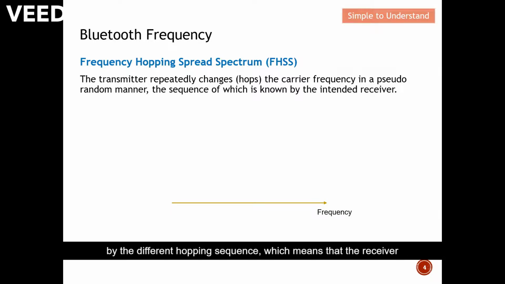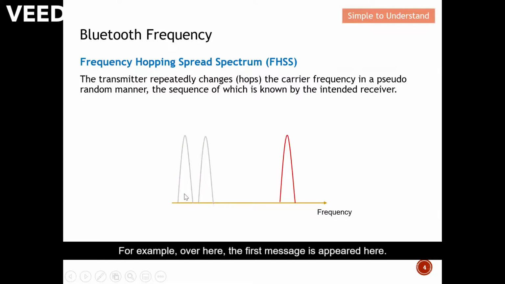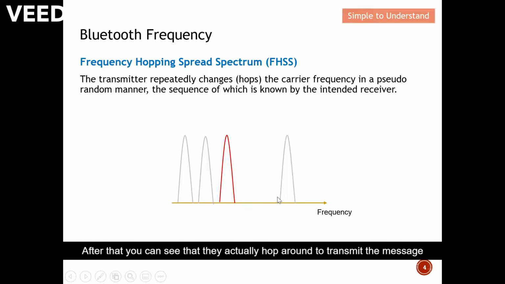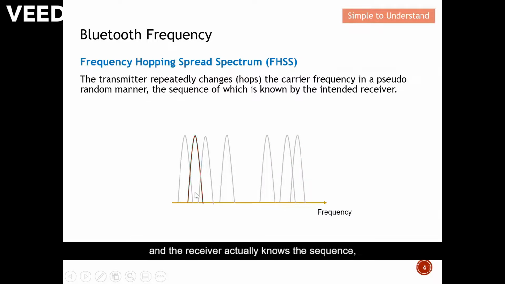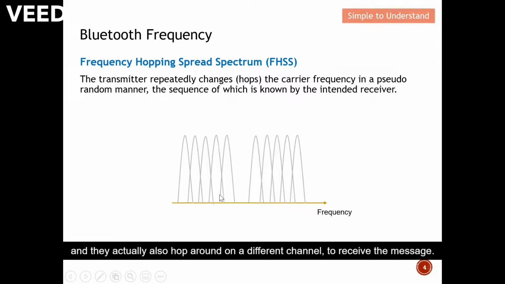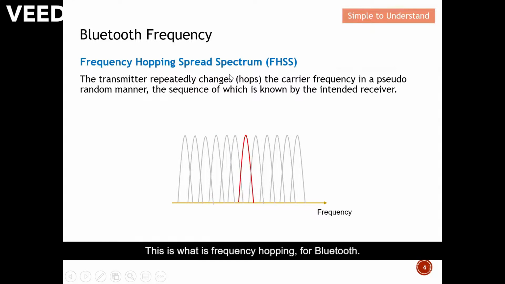Okay, which means that the receiver already knows how the transmitter is going to put the message on the different channels. So let's take a look at this animation in order to understand better. For example, over here, the first message appears here. After that, you can see that they actually hop around to transmit the message. And the receiver actually knows the sequence, and they also hop around on different channels to receive the message. So this is what frequency hopping is, for Bluetooth.